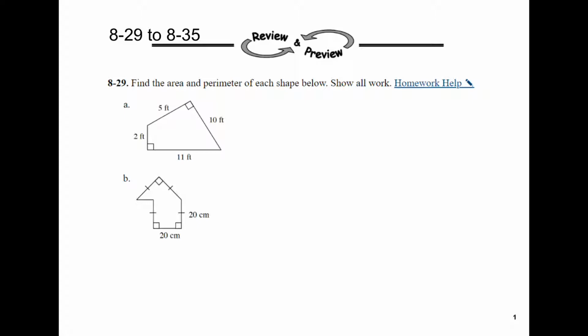Looking at Figure A, I notice that I can draw a line connecting the vertices of my sides, and I can create two triangles. When I find the perimeter of a shape, I add up all the sides. So if I have 5 plus 10 plus 2 plus 11, this equals my perimeter, and the perimeter of my figure is 28 feet.